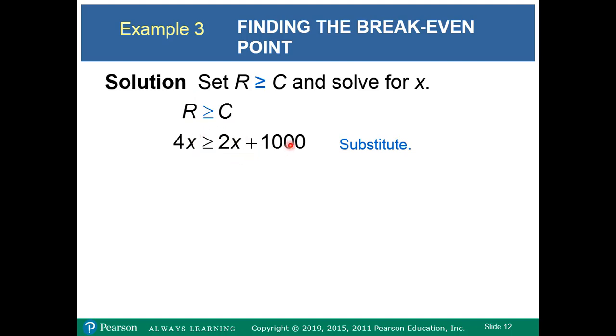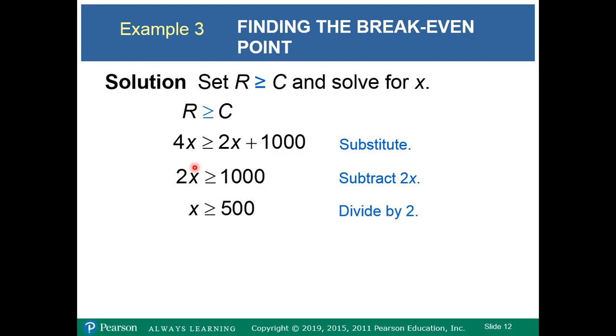and we substitute. And now what we want to do is subtract 2x from both sides. And we're going to get 2x. And then we're going to divide by 2. We get x equals 500. So that is the minimum amount. Okay, so the minimum amount that the company needs to sell is going to be 500 units.